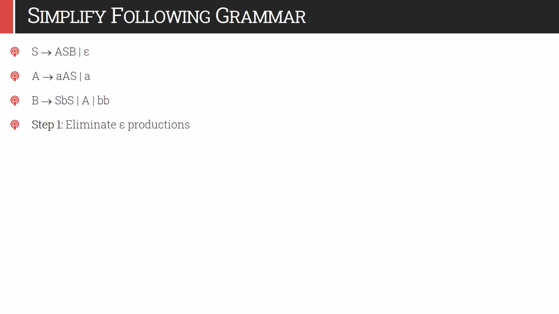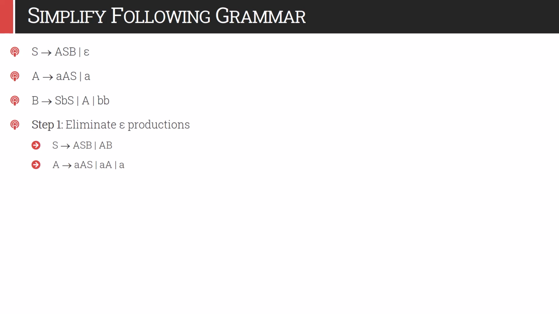Let us first eliminate epsilon productions from the grammar. There is one production of the form S gives epsilon. If we replace that S in the first production by epsilon, then we will be left with AB only. Next, in the second production, A gives AAS, the two productions will remain as they are, plus S will be replaced by epsilon. So we will have one more production for A, that is A gives AA.